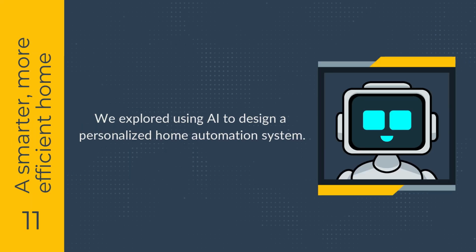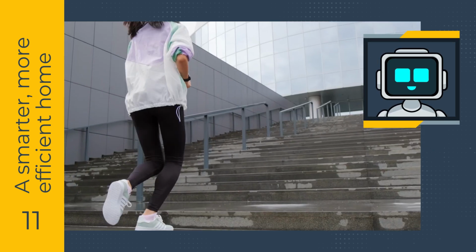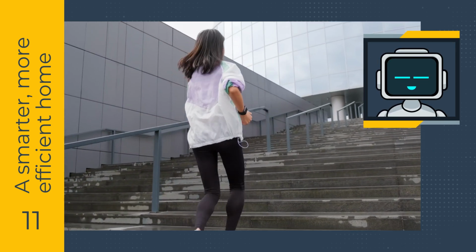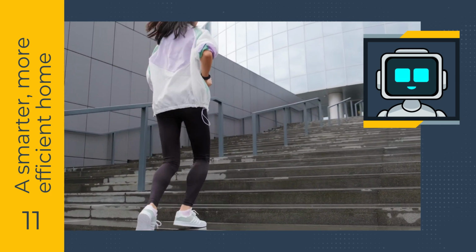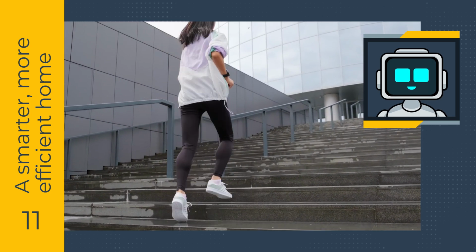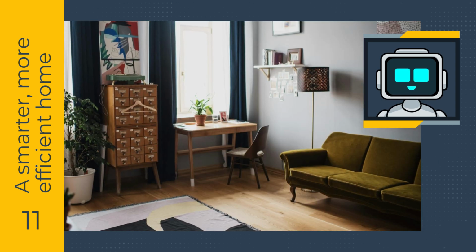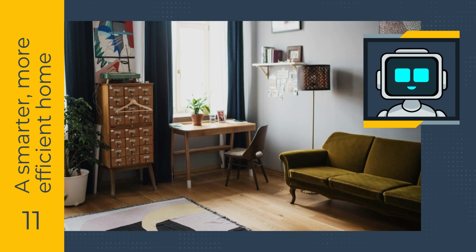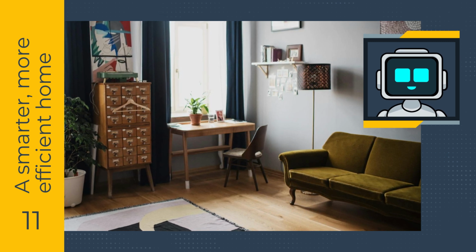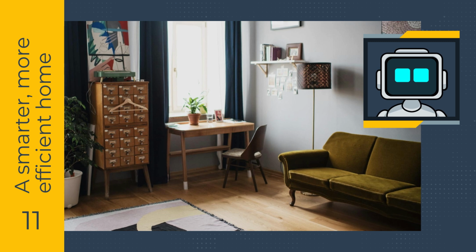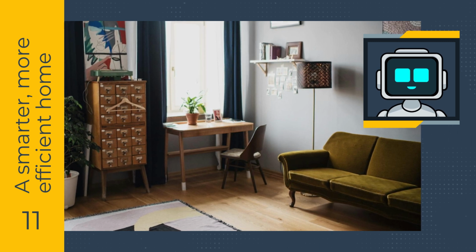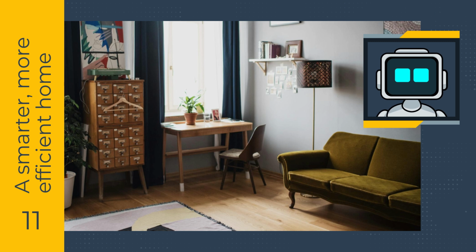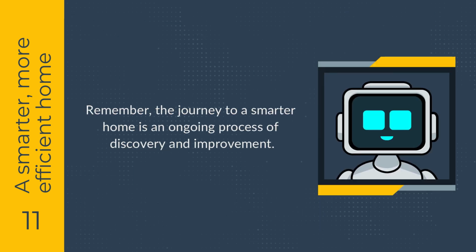In this video, we explored using AI to design a personalized home automation system. By following the outlined steps from identifying needs and routines to programming and refining automations, you can create a system tailored to your unique requirements. Your next step is to start applying these concepts to your home. Whether you are starting from scratch, want to improve your existing setup, or are struggling with a couple of automations that don't work as intended, you can use the ideas in this video to achieve a more personalized and efficient living space. Remember, the journey to a smarter home is an ongoing process of discovery and improvement.